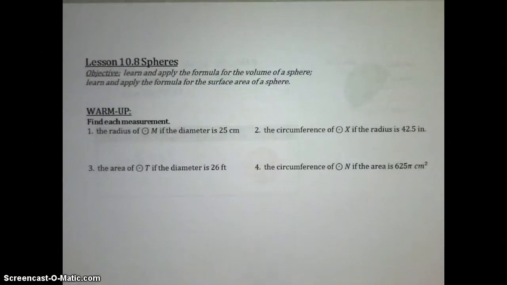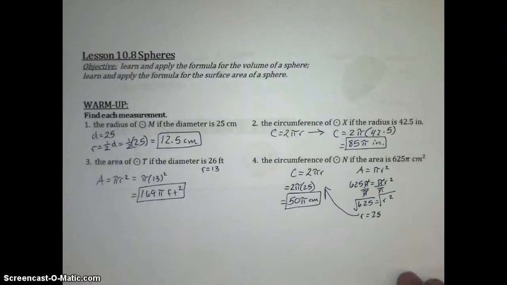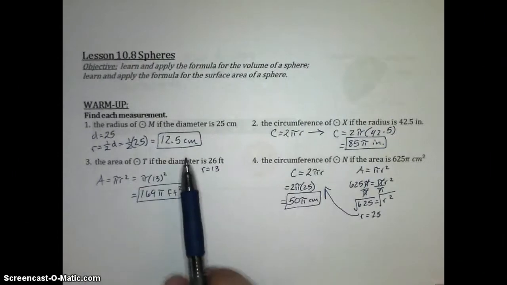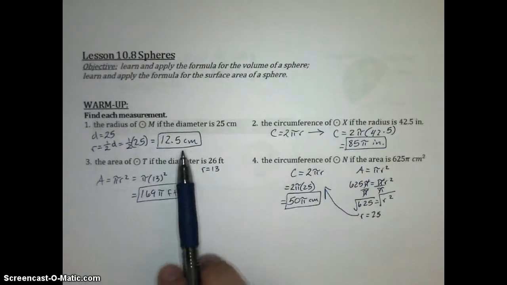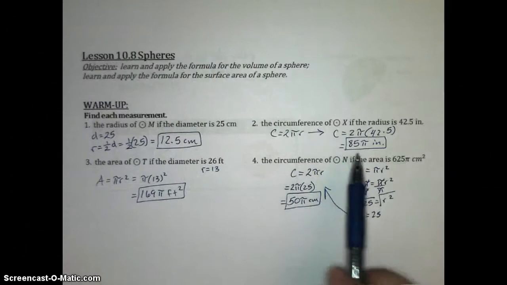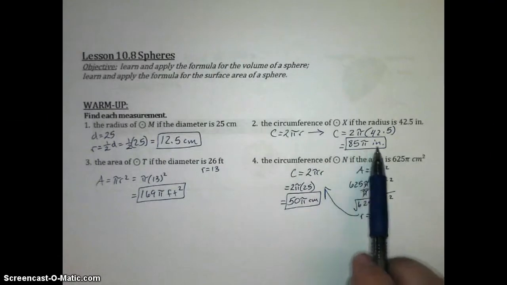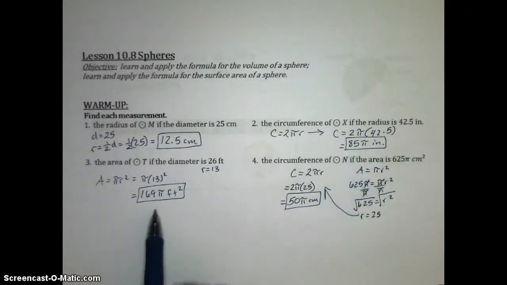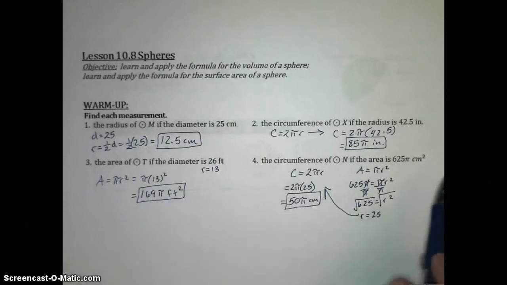And these are the results we should get. Number 1, our radius is 12.5 centimeters. Number 2, the circumference is 85 pi inches. Number 3, the area is 169 pi square feet. And number 4, the circumference is 50 pi centimeters.